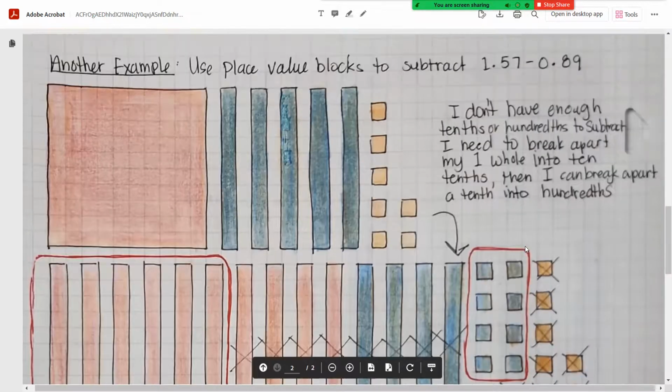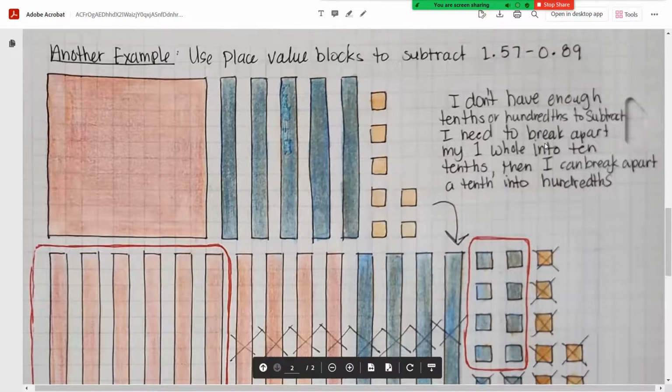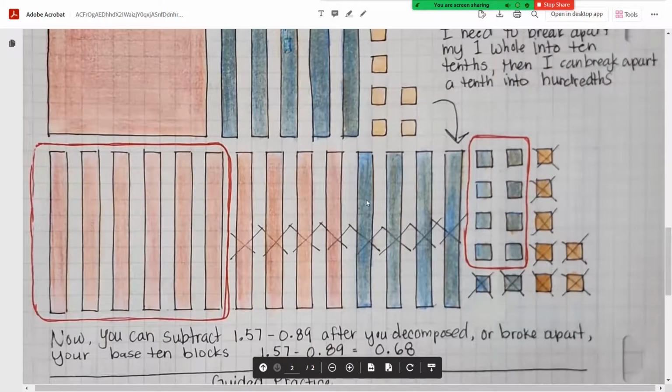And then I was able to take away 8 of my tenths. 1, 2, 3, 4, 5, 6, 7, 8 of my tenths. And then I was left over with 1, 2, 3, 4, 5, 6 tenths and 8 hundredths. So that leaves me with 68 hundredths.